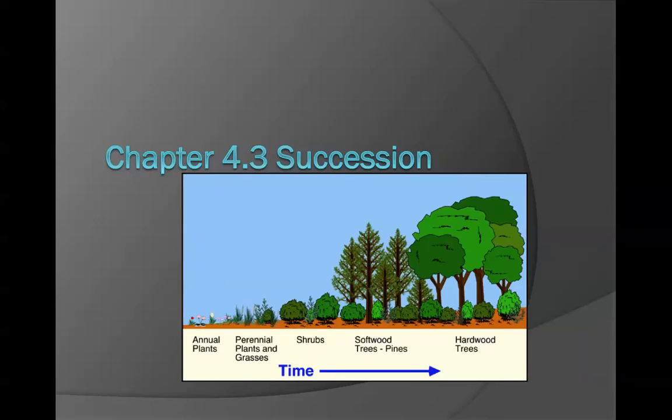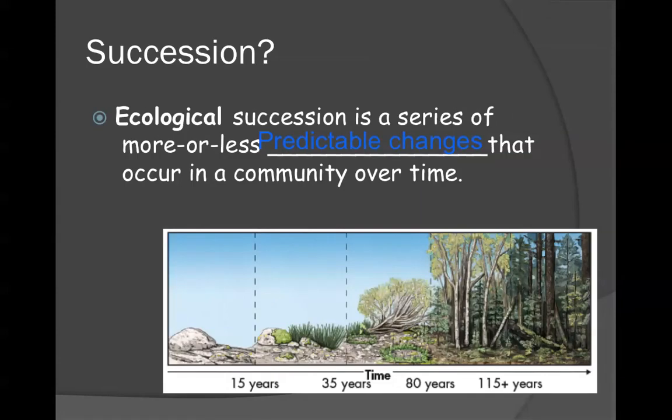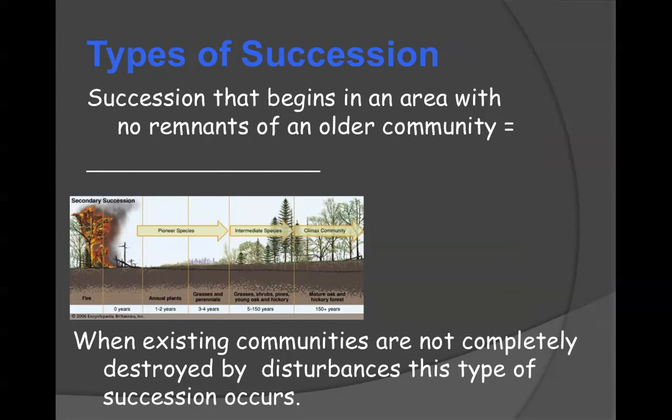Okay, so in chapter 4.3 we talked about succession. Succession is basically predictable changes in an environment after something has happened to a community. Or if nothing's ever happened to a community, it's how organisms will grow into that community. There are two different types of succession, and the one that begins in an area with no remnants of an older community is primary succession.